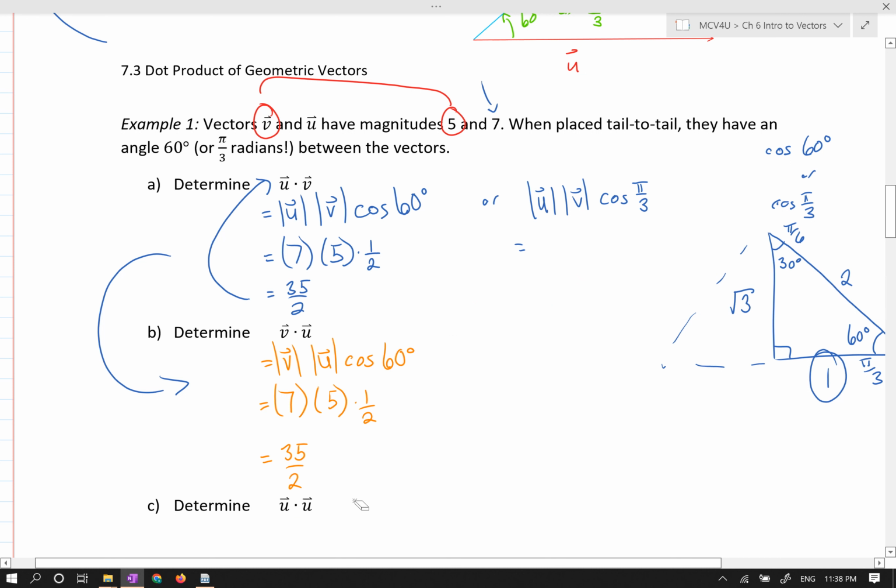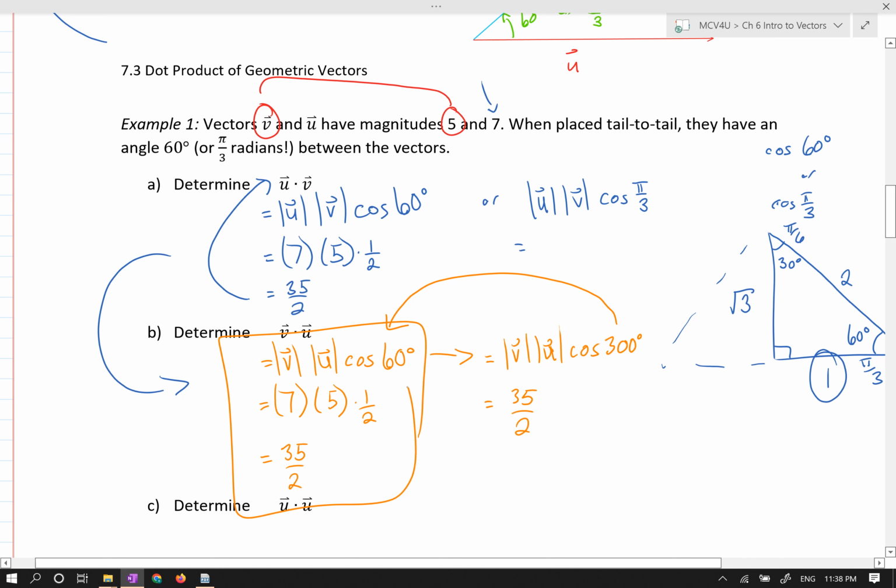There's a possible chance that you played around and you took your superior understanding of trigonometry and you wrote the magnitude of v times the magnitude of u times the cosine not of 60 degrees, but of 300 degrees. Because you caught on, you were smart, you evaluated that, but you recognize that the cosine of 300 degrees is actually equal to the cosine of 60 degrees. You get the same answer, 35 over 2. No matter what your approach, we're here.